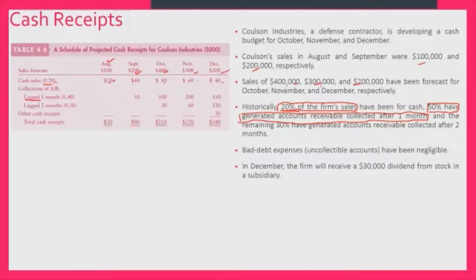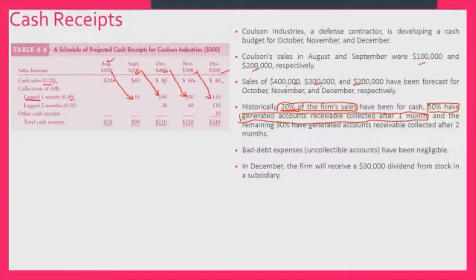So it's 50% of 100. 100 is 50. The lag here. 50% of 200 is 100. 50% of 400 is 200. 50% of 300 is 150. All right. So preparing the budget, remember they said they're receiving the cash, so they receive cash.